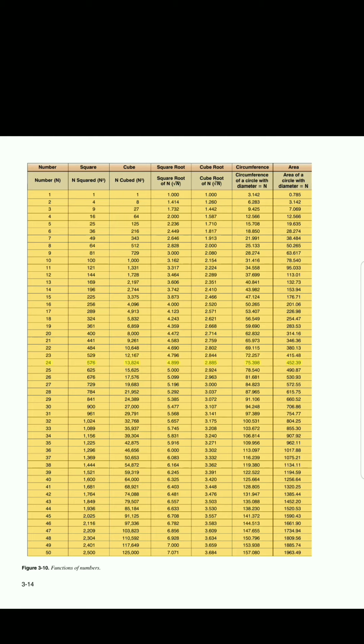24, 576, 13,824, 4.899, 2.885, 75, 398, 452.39. 25, 625, 15,625, 5.000, 2.924, 78, 540, 490.87. 26, 676, 17,576, 5.099, 2.963, 81, 681, 530.93.